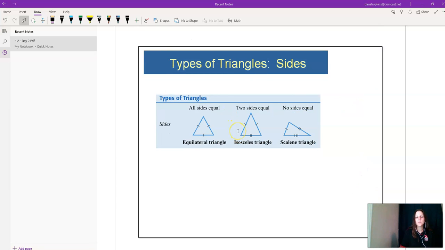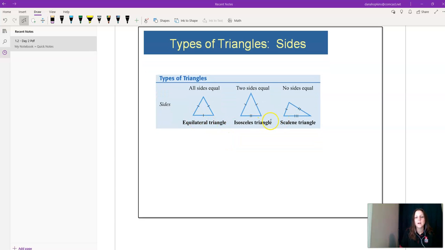Another way that you can classify triangles is using sides. And again, this is on page 12 in your book. It's right below the other one. So if you look at the angles, you'll see the sides. If all sides are equal in a triangle, and you could see this by the markings that are being used here, then what you have is an equilateral triangle. All sides are equal, equilateral. If you have two sides equal, then you have an isosceles triangle. Two sides equal, the third is not. And then if no sides are equal, you have a scalene triangle.